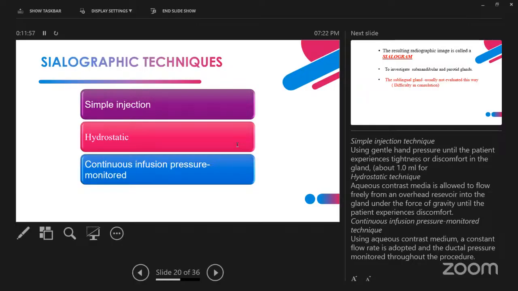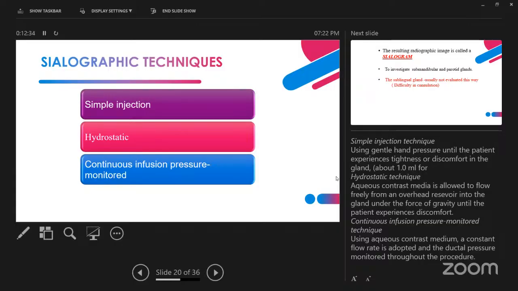So coming to the xylographic technique, there are three techniques. First is the simple injection technique. This is done with gentle hand pressure until the patient experiences tightness or discomfort in the gland. As I have already told, 2 ml can be injected into the parotid gland and 1 ml into the submandibular salivary gland. Hydrostatic means an aqueous contrast medium is allowed to flow freely from a reservoir into the gland under the force of gravity until the patient experiences some discomfort.